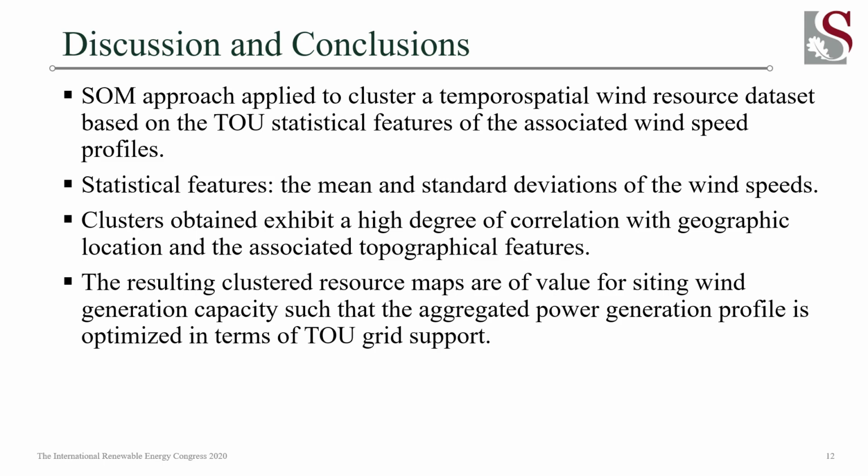The translation of the temporal profiles to the statistical features also aids in providing a method which highly reduces the dimensionality of the resource dataset, lightening the computational burden of the resulting clustering algorithm output. Now the resulting clustered resource maps are of value for siting wind generation capacity such that the aggregated power generation profile is optimized in terms of time of use grid support.